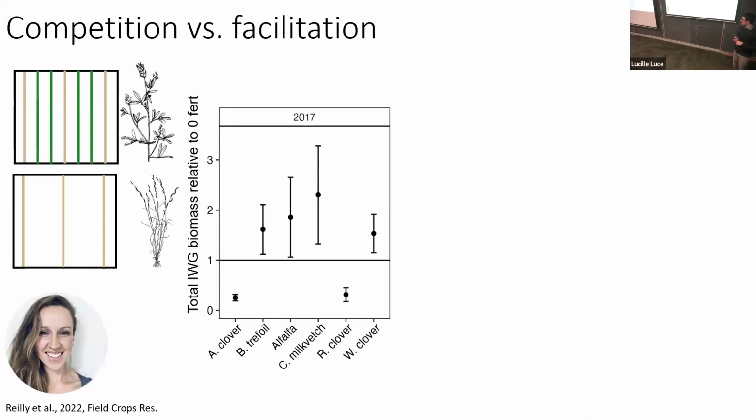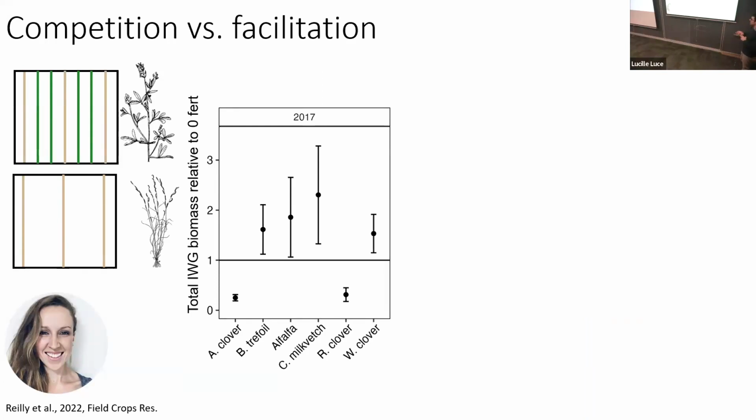All right, so on to the data. This is the first figure. You'll see a few of these. We're looking at the relative yield. And I said anything above 1 is a net facilitation. There's more biomass being produced by the intermediate wheatgrass in the intercrop compared to no intercrop, compared to the monoculture.